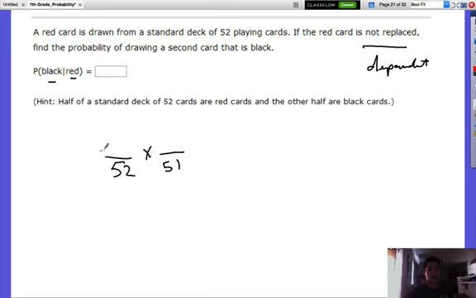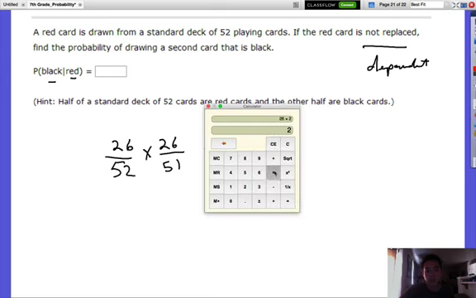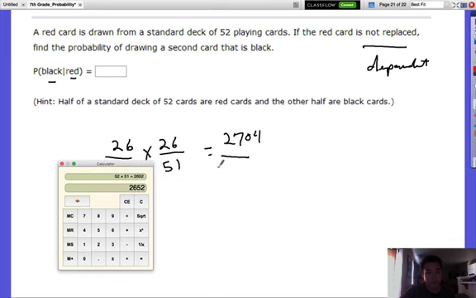And then we just figure out that 26 out of 52 is going to be black. That's the probability of getting black because half the deck is black. And then after that, to get red, it's going to be 26 over 51 because I'm not putting it back in. So I went from 52 cards to 51 cards. And then from here, we just multiply our two fractions. We get 26 times 26, which is 676, and then 52 times 51, which is 2652.